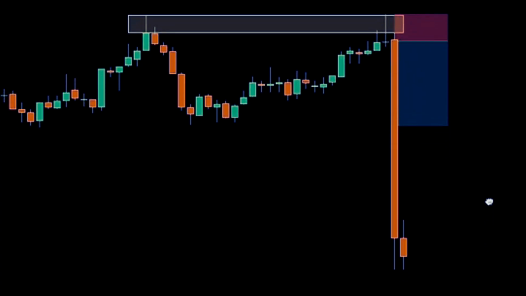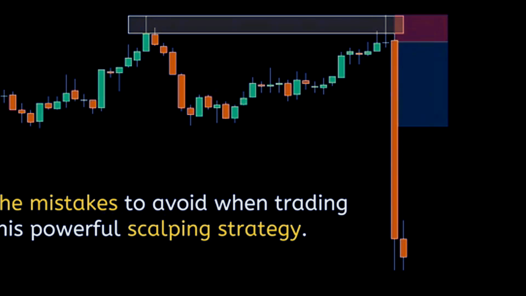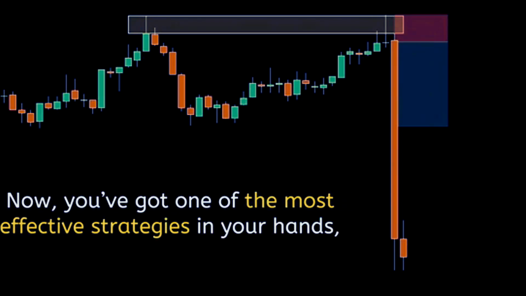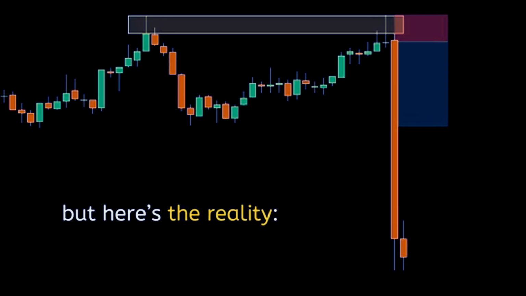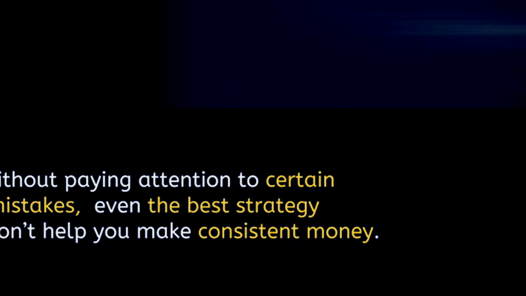After the doji-tailed bar confirmation, the market moved downward as expected, hitting our target. Alright, before we move on, let's talk about something just as important as learning the strategy itself: the mistakes to avoid when trading this powerful scalping strategy. Now, you've got one of the most effective strategies in your hands. But here's the reality. Without paying attention to certain mistakes, even the best strategy won't help you make consistent money.